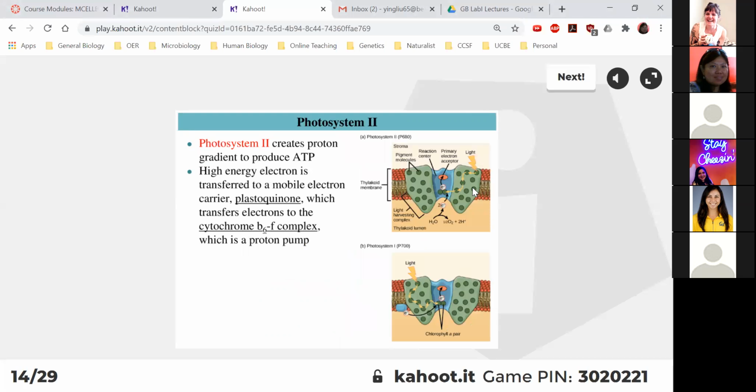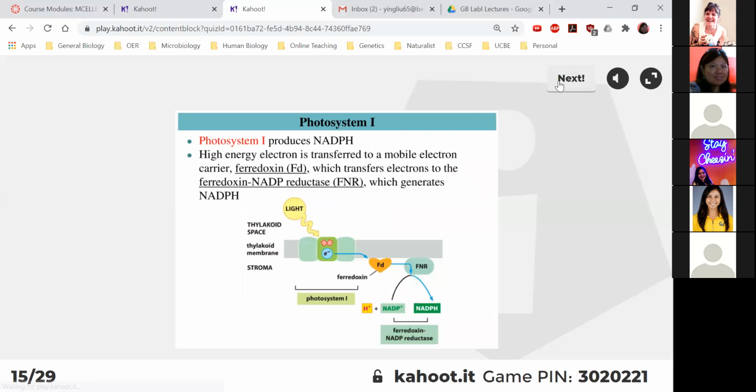And this is just another closer look at the antenna complex and the reaction center. Here is the special pair of chlorophyll A. They basically bounce the energy level of the electron, and then the electron gets passed on to plastoquinol and then to the cytochrome complex, which is a proton pump. So photosystem 2 is really setting up that proton pump so that we can make ATP.